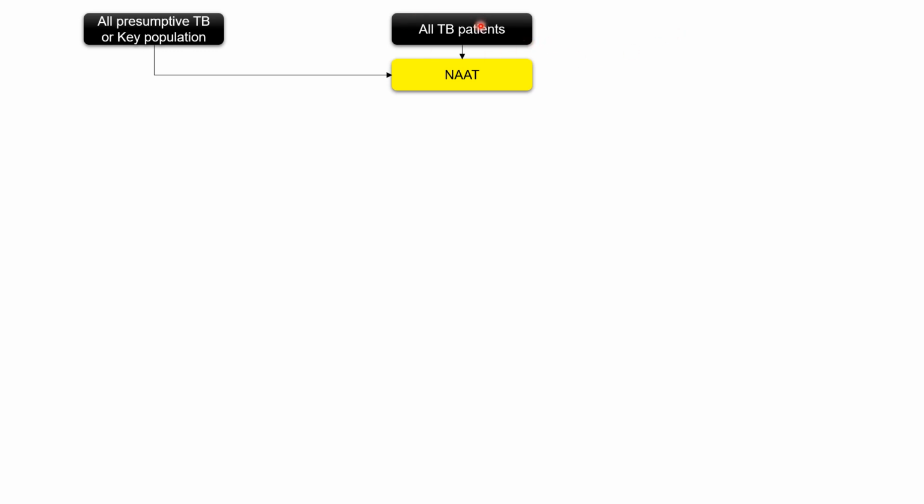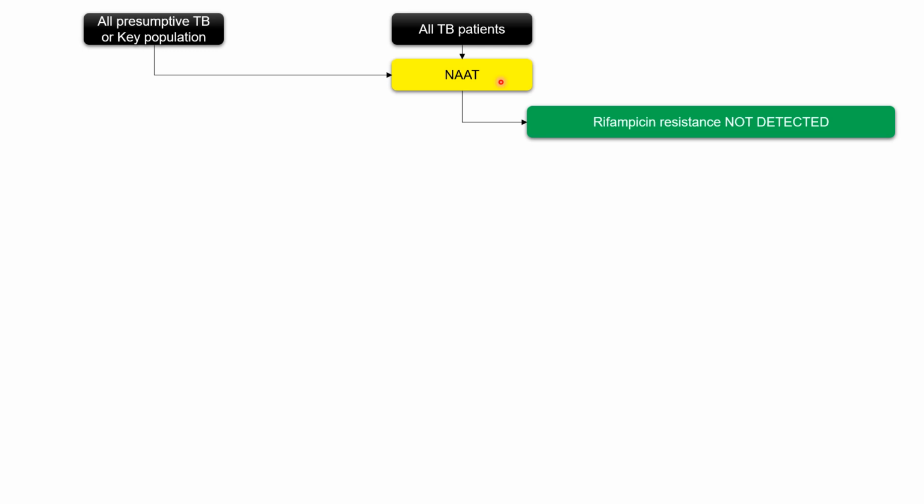So all the TB patients have to be taken for nucleic acid amplification test, because this is the mainstay of diagnosis. Likewise, all presumptive TB or key population also have to be taken for nucleic acid amplification test. Whenever a patient is taken for nucleic acid amplification test, simultaneously two samples are taken, we learned just now. So the first sample that is taken for nucleic acid amplification, suppose rifampicin resistance is not detected, that means the report comes Mycobacterium tuberculosis detected, rifampicin resistance not detected. Then what is this case?